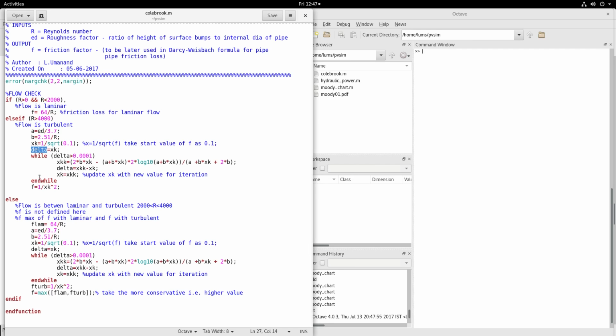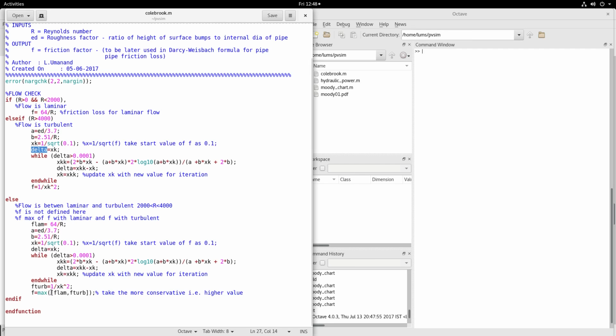Else, meaning what happens if the Reynolds number is between 2000 and 4000? It will come into the else condition. Here it is actually a transition between laminar and turbulent, so there is no well-defined relationship. What I have done is f laminar is 64 by R, and f turbulent is, I have repeated this equation set here, evaluated at whatever value of Reynolds number we have passed into the function.